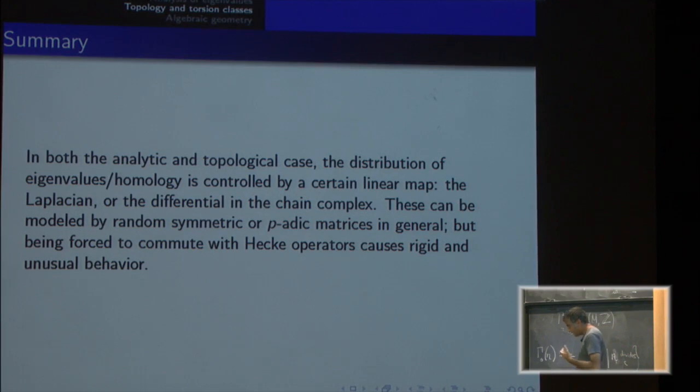But when you have Hecke operators, everything is forced to commute with the Hecke operators, and it makes these models collapse. So these arithmetic manifolds behave in this very rigid and strange way because of all of these extra symmetries. The last part of the talk is about the relation of these with algebraic geometry. Are there any questions before I go to that?